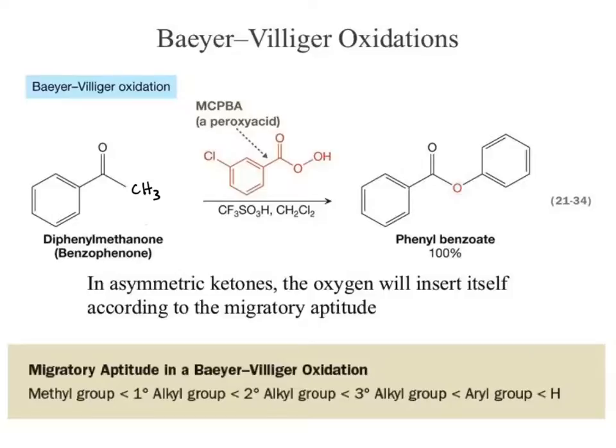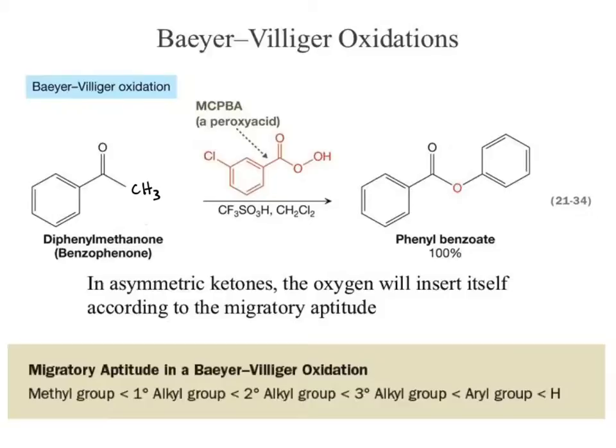The oxygen will insert itself according to what is known as the migratory aptitude. I have not found a good explanation for this, unfortunately. What is the migratory aptitude? Hydrogens are very likely to migrate. You might say, well, hydrogen's incredibly small, so the next most likely thing to migrate, particularly since I'm looking at a phenyl ring and a methyl group, would be a small group, like a methyl. Methyl should shift. Yet what's the next thing on the list? An aryl group, which is the aromatic ring, which is really big. Well, that's a bit weird.